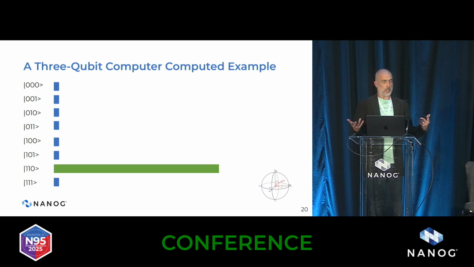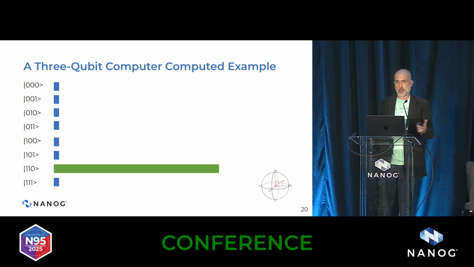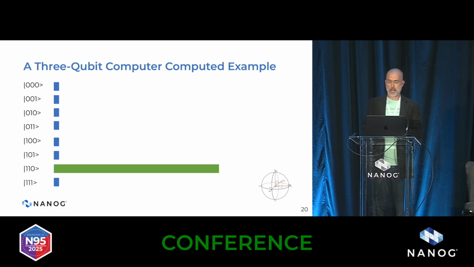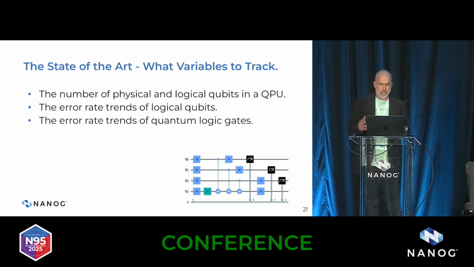In our example, if all things went well, the computer would return the bit string 110, and that means whatever it means on the classical side. And that's how quantum computers work. So let's talk about state of the art. This is what we want to track.